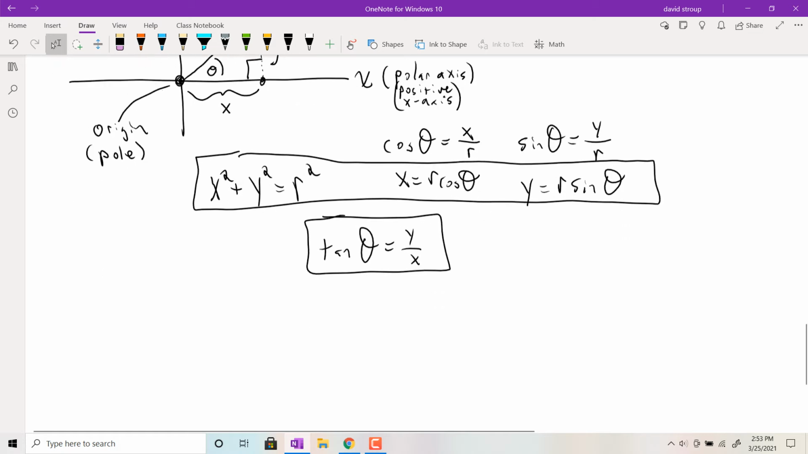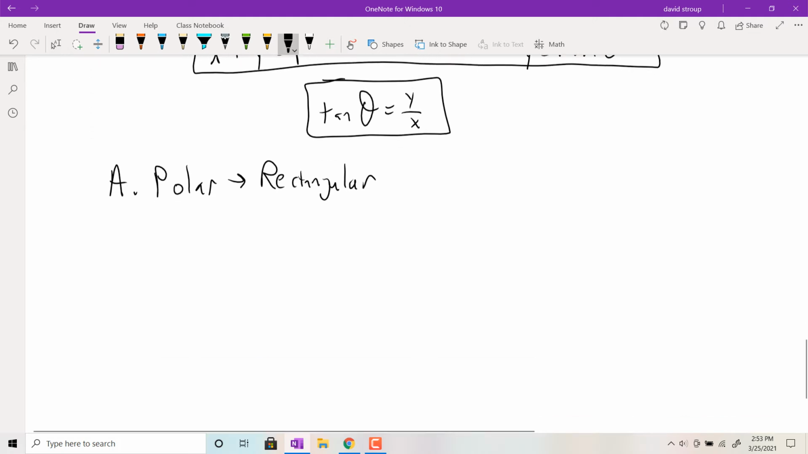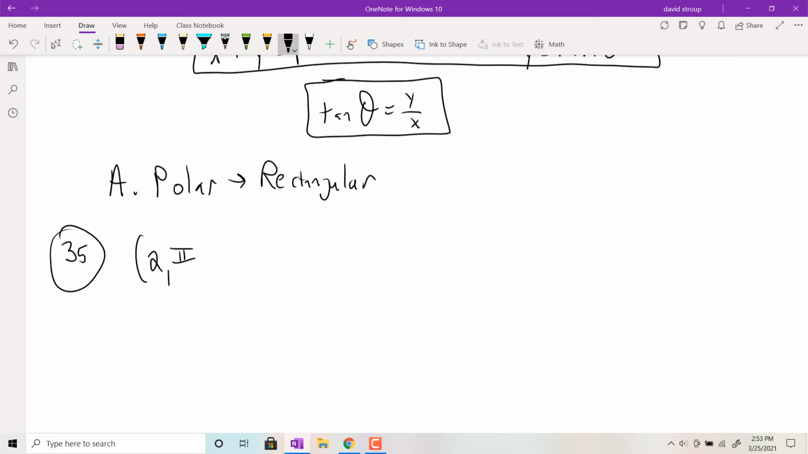So let's work with converting from polar to rectangular and vice versa. First, just working with points in the plane. First, I want to go from polar to rectangular, so problem 35. I have the polar coordinate 2 comma pi over 3, and then I want to convert that into rectangular coordinates, x comma y.